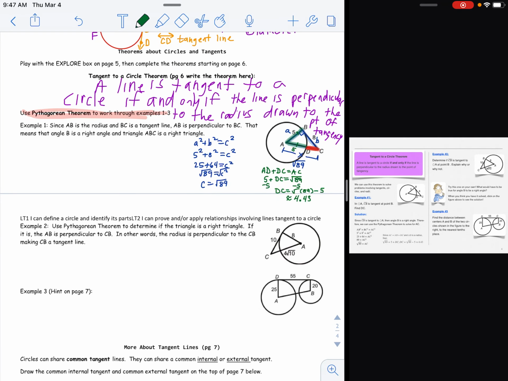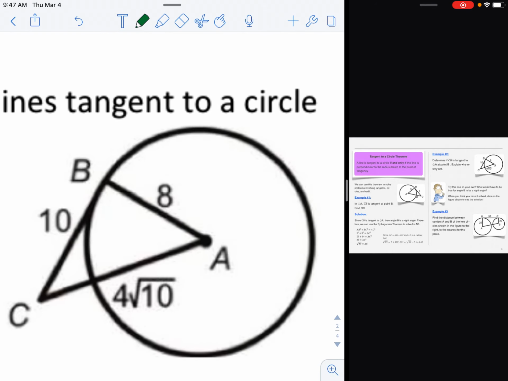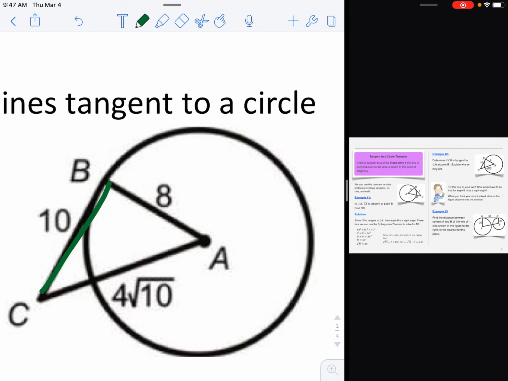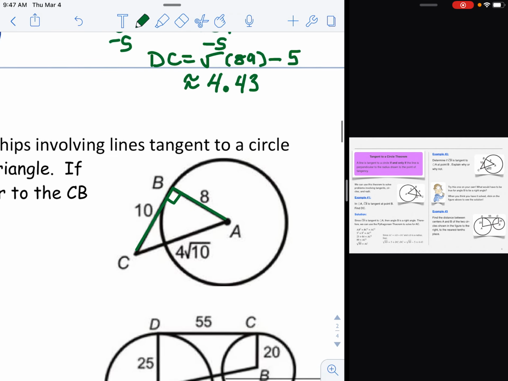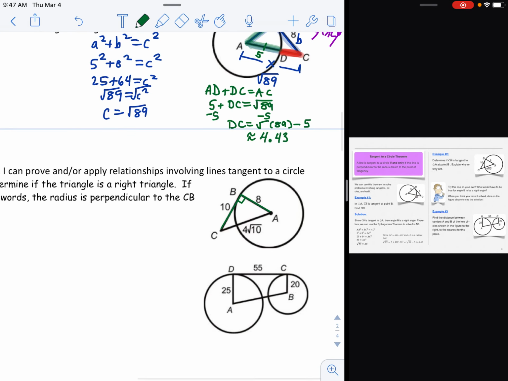All right. So same thing in number 2. We're going to use the Pythagorean theorem to determine if the triangle is a right triangle. So remember, if this is a right triangle, this is a point of tangency, and that's a radius. Basically, if this is a right triangle, it's saying BC is a tangent line. If it's not a right triangle, then it's not a tangent line. It doesn't matter, that can be A, that can be B. C has to be the hypotenuse, don't you forget that. So A squared plus B squared equals C squared.